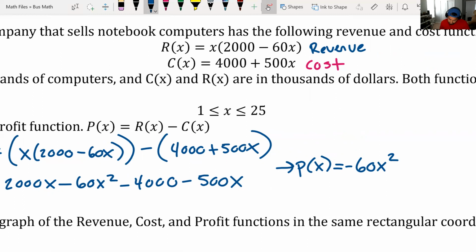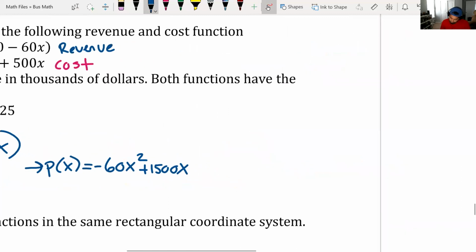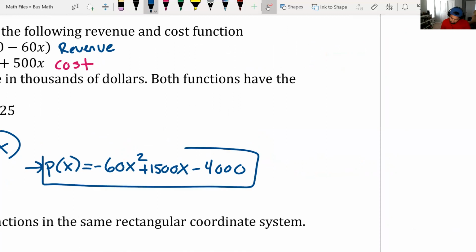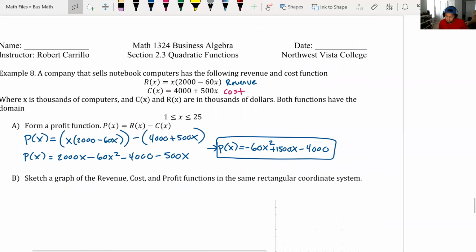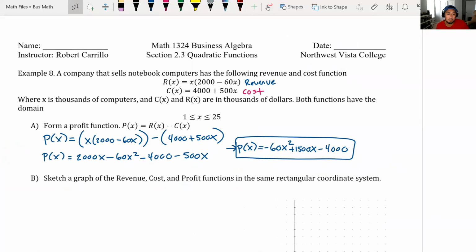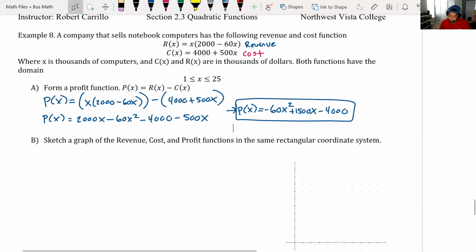What do I have? 2,000 minus 500, so plus 1,500x minus 4,000. And there you go. That is the profit function. It's revenue minus cost. All right. So negative 60x squared plus 1,500x minus 4,000. Just making sure we're good with all our signs. We are. So let's move on to the next one.